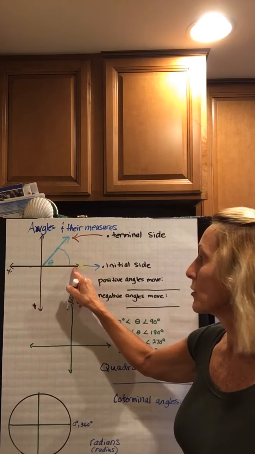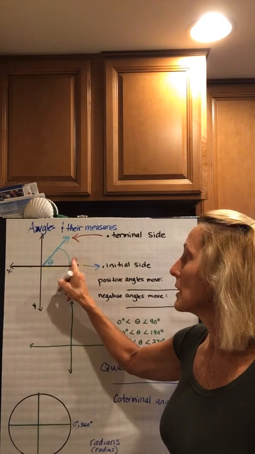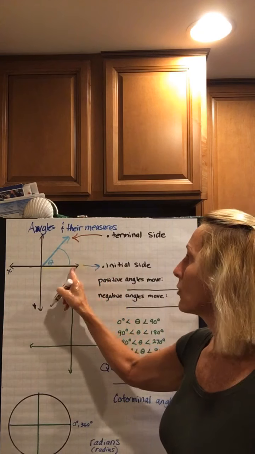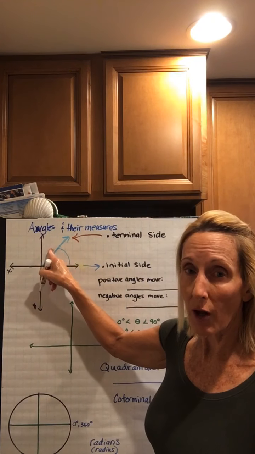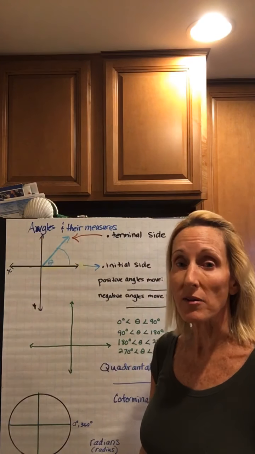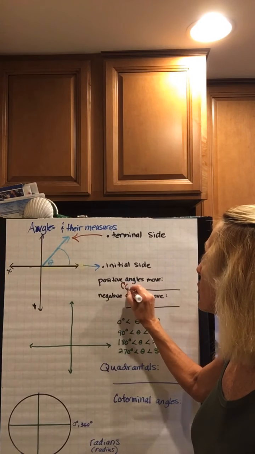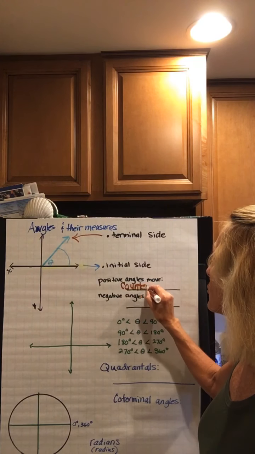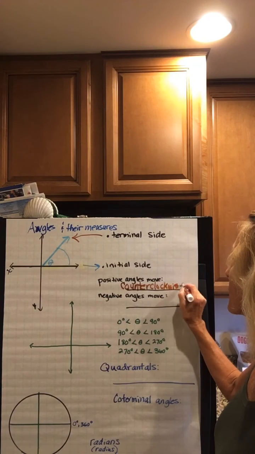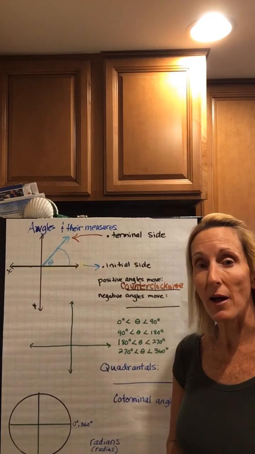You always want to start on the positive x-axis, and then when you start, if I'm going in this direction, this is a positive angle right here. So a positive angle moves counterclockwise, and this is where most of your angles go. We usually go counterclockwise and make them positive angles. So positive angles move counterclockwise. So I start on the x-axis, I go counterclockwise to make my positive angle.